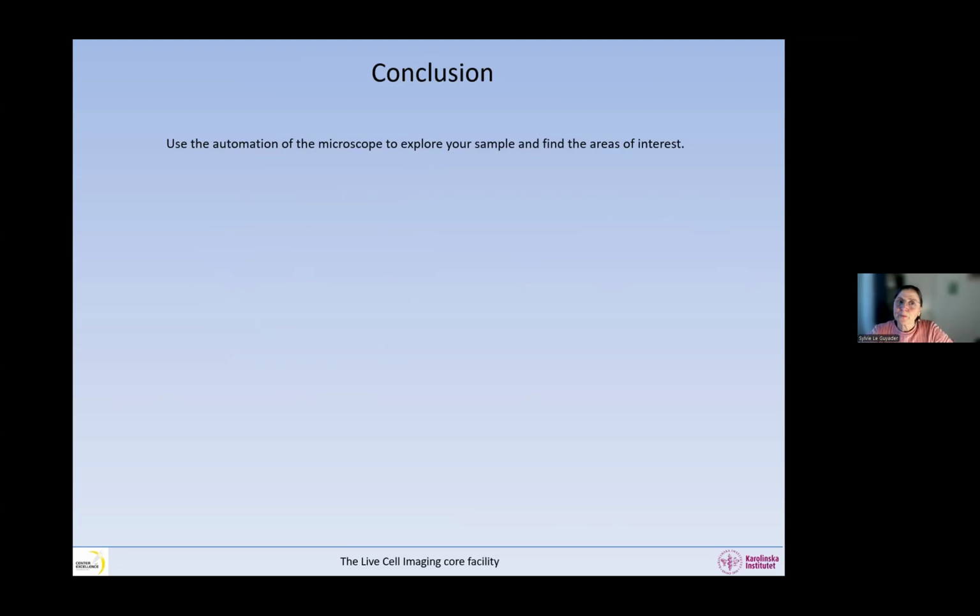So you can probably get it as well if you need it. Great. Please use the automation of the macroscope to explore your sample and find the area of interest. If you just look with your eyes, first, your eyes are very good with green but not good with the other colors, and then you bleach your sample without getting anything out of it.